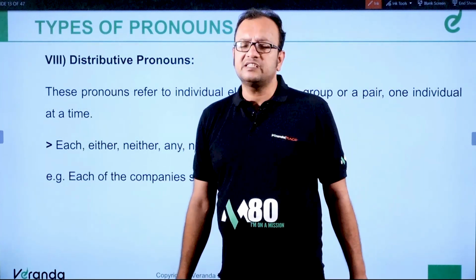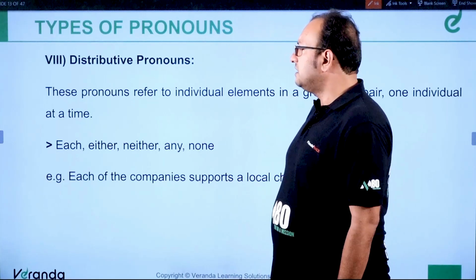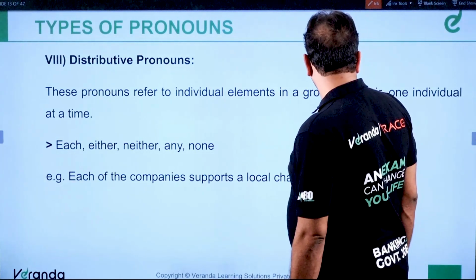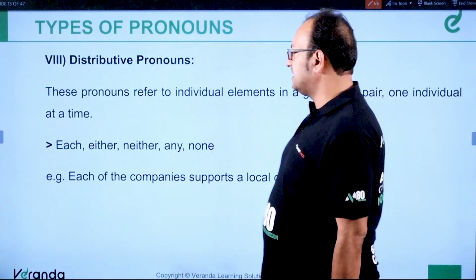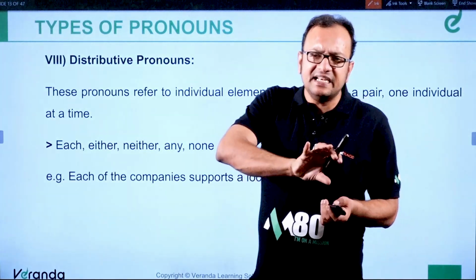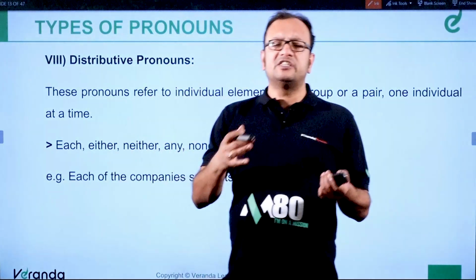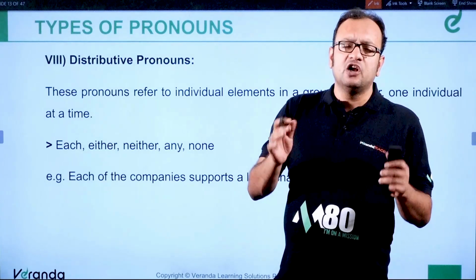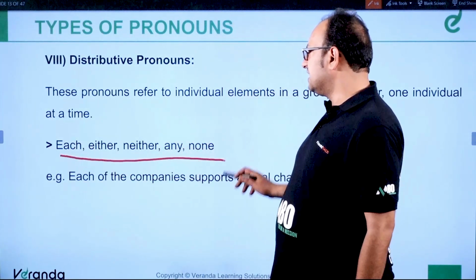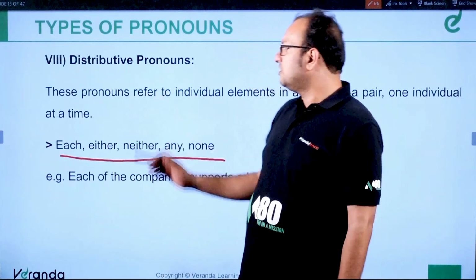Distributive pronouns. These pronouns refer to individual elements in a group or a pair, one individual at a time. They are talking about removing an individual from a group. That's why they are known as distributive pronouns, talking about distribution. Each, either, neither, any, none. They are known as distributive pronouns.